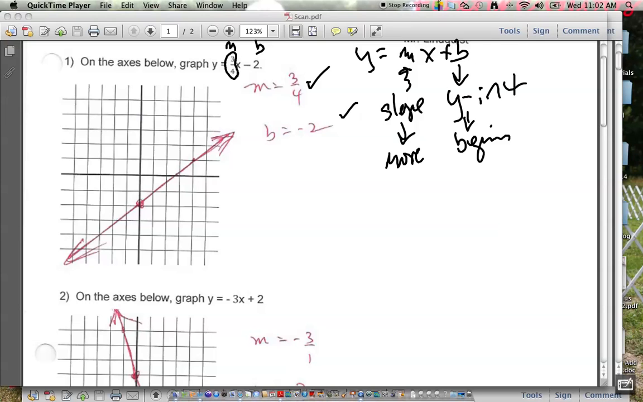Patrick put little boxes around his. But by putting m equals and b equals, it's very helpful because I think what it does is it reminds you of how you should go about doing these particular kind of things. Does that make sense? Okay.